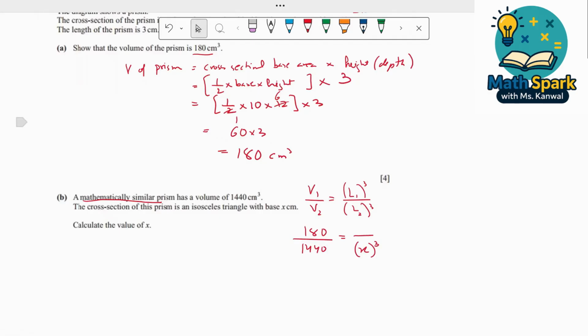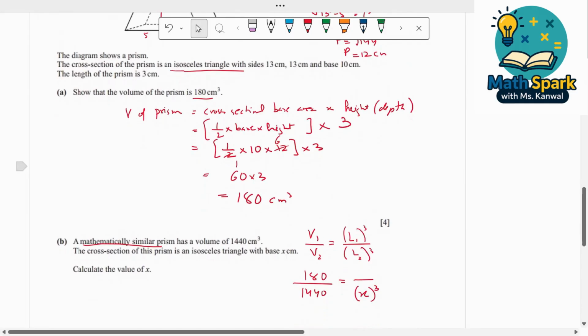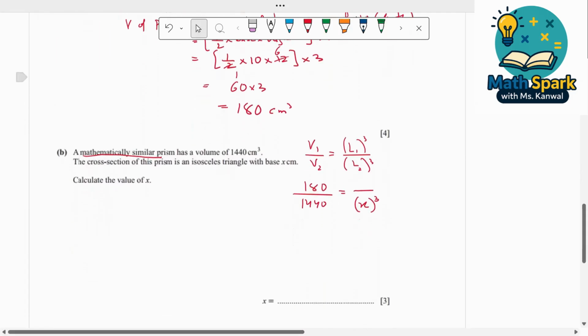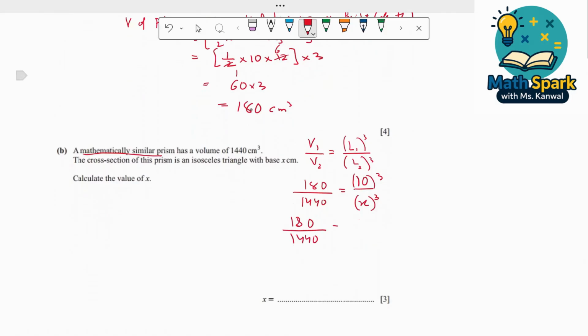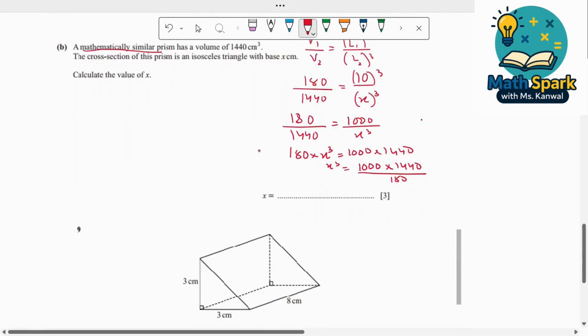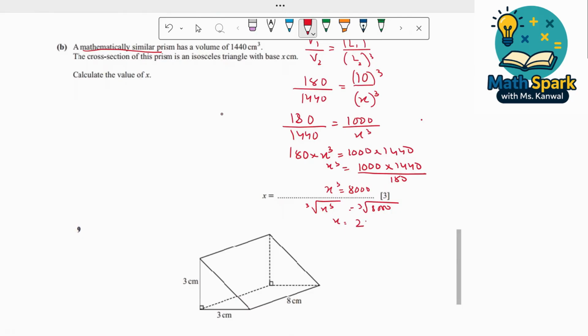Let's check what our base was. Our base was an isosceles triangle with base x. So over there we have the base 10. The base was 10 to the power 3. Means 180 over 1440 equals 1000 over x cubed. We get x cubed equal to 8000. Let's take the cube root. x is equal to 20 centimeters. Let's move to the next one.